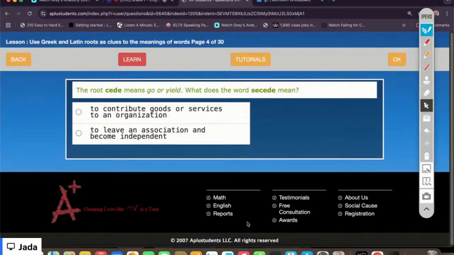Okay, so we have the root cede means to go or yield. What does the word secede mean? To contribute goods or services to an organization, or to leave an association and become independent?